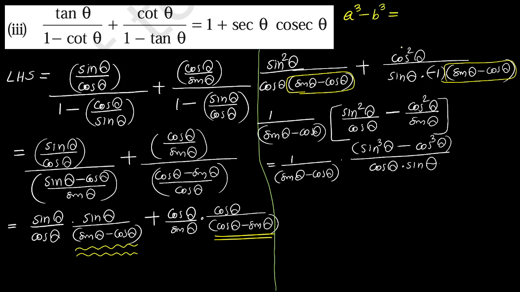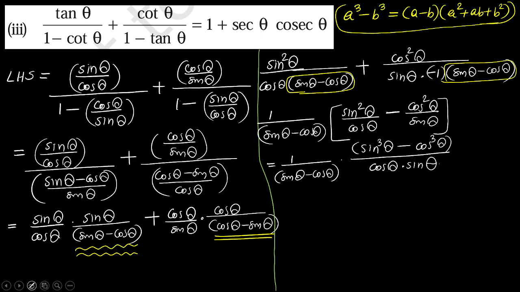We studied one important identity in the chapter polynomials. A cube minus b cube is a minus b, never forget, it is required in many other questions, into a square plus ab plus b square. Please write it somewhere if you don't remember this. A cube minus b cube is a minus b into a square plus ab plus b square. Let me finish it. After that you can leave.